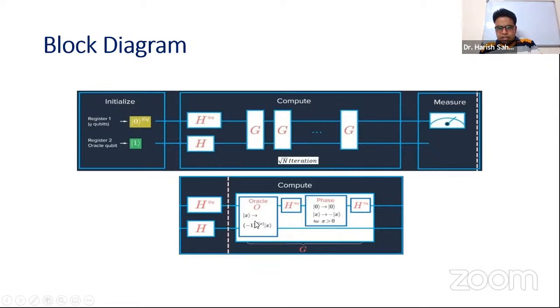Whenever f(x) is 0, it will remain the same. Whenever f(x) is 1, it will change the sign. So only when we have the desired state in x will it change the sign. And this is the other operator that is basically doing the amplitude amplification. And it is implemented in this form.